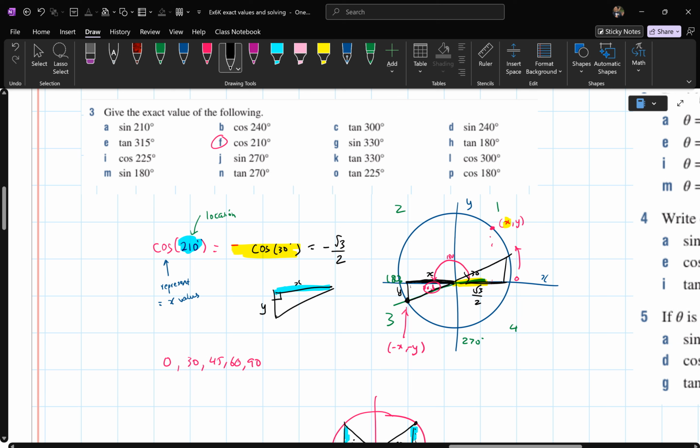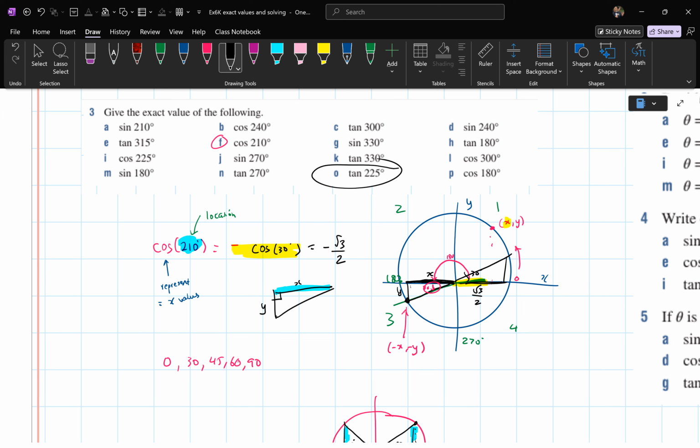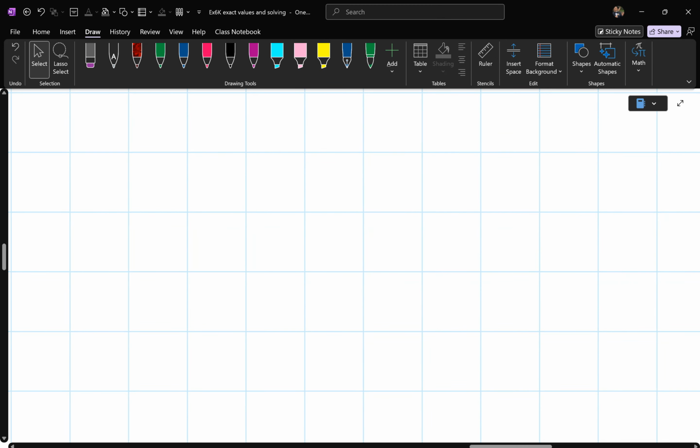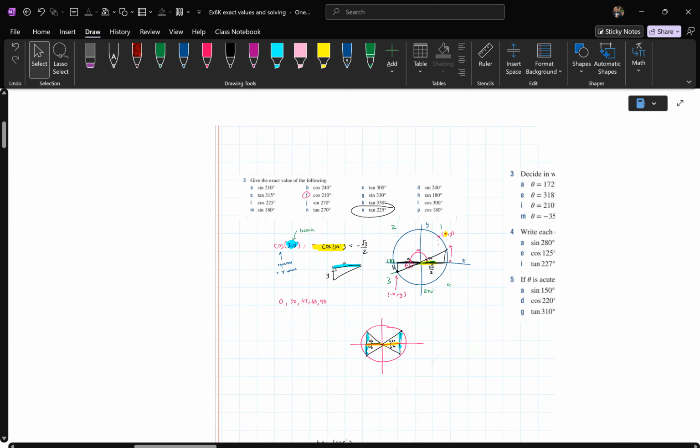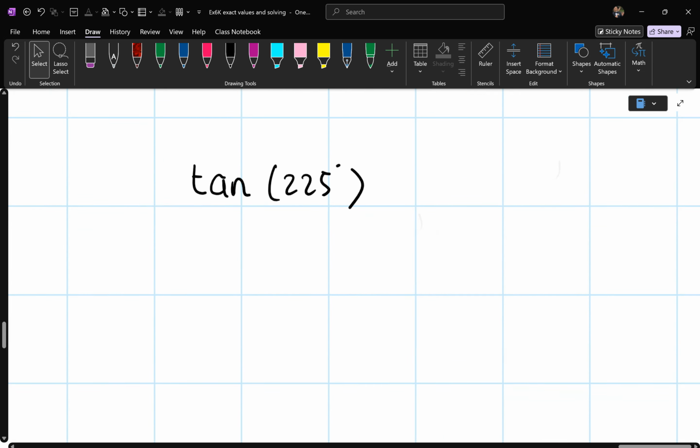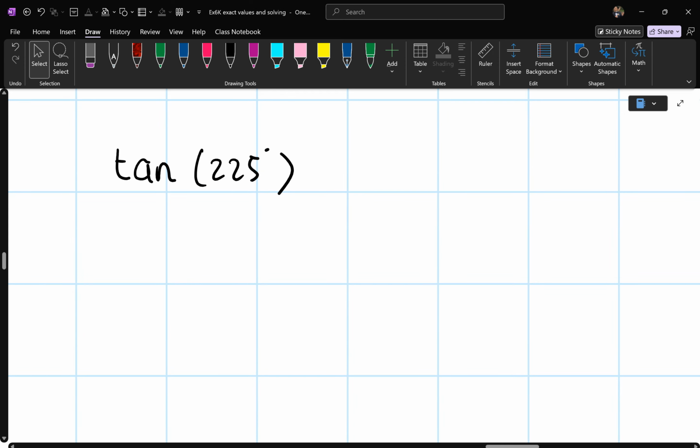Let's do tan. Tan of 225 degrees. Was that right? Which one was that one? Yeah, 225. All right, let's try this one.